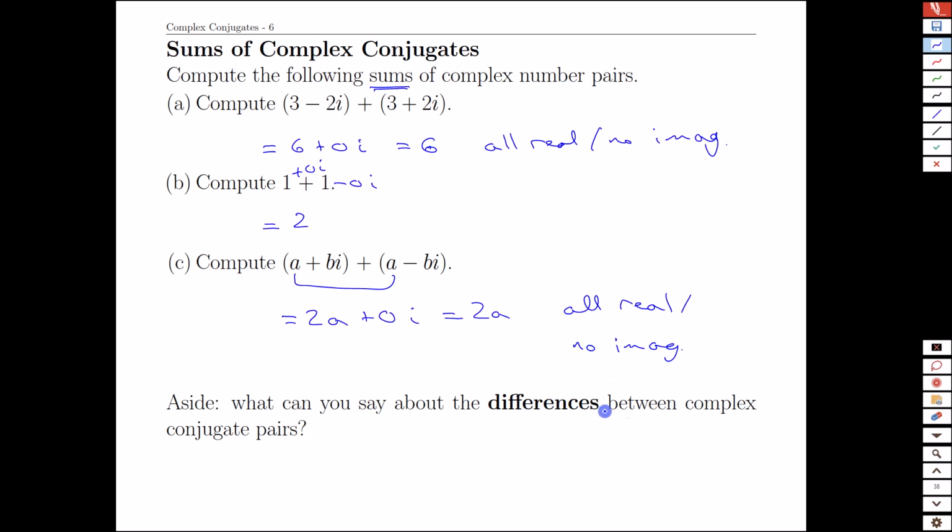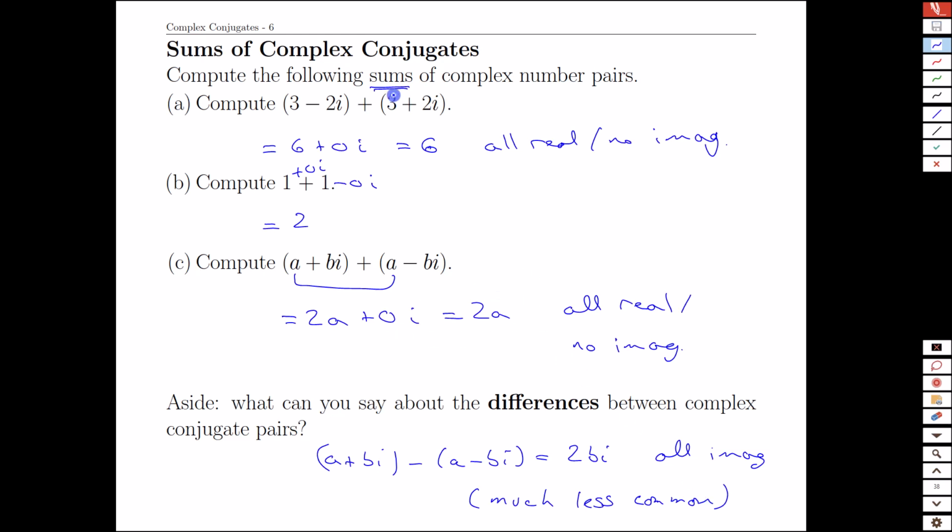This doesn't happen as often, anywhere near as often. But if you imagine the differences between two complex conjugate pair elements, what would you get? Well, it turns out you get the opposite effect. Instead of being all real, when you subtract one from the other, let's do an example here with the general case. If we subtracted these two elements, this time the a's, the real parts, would cancel out and give us 0, and we'd end up with positive 2bi. So that's an all imaginary case. And this is much less frequent, much less common. So just a fun little sideline, but it's not the focus of what we're going to be using complex conjugate pairs for.